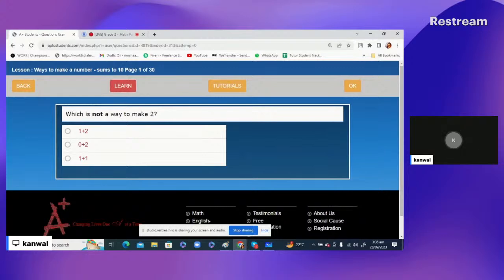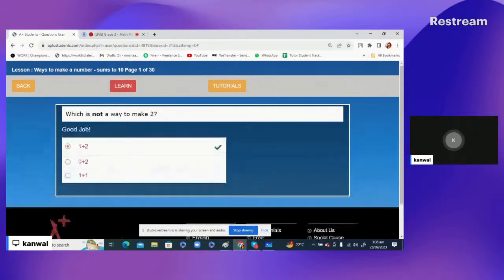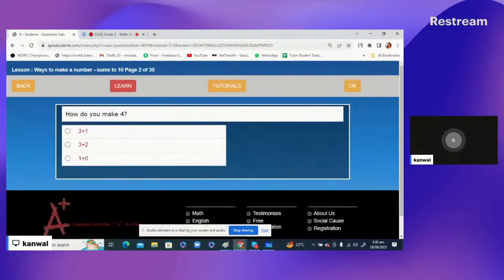Option A, because when you add 1 plus 2, it becomes 3. Got it? Then we say that, let's check. Yeah, that is right. Good. 1 plus 2. Good one. Okay, let's do the next.